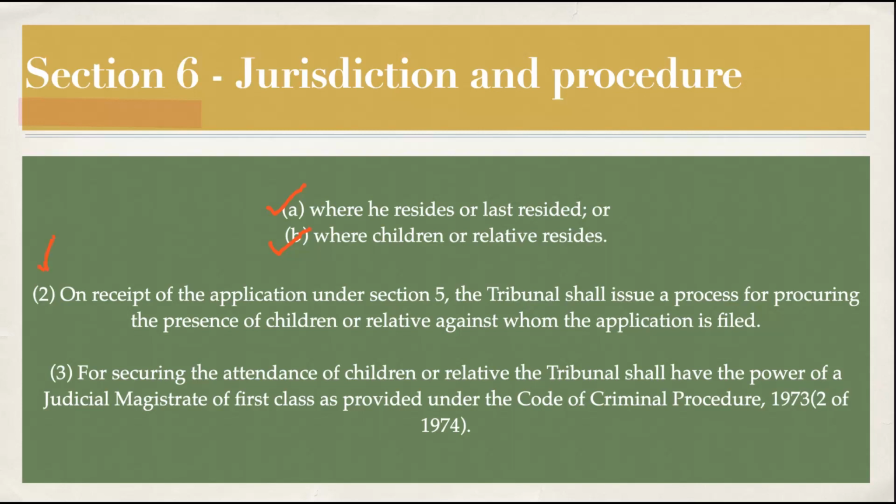The next aspect is that on receipt of the application under section 5, the tribunal shall issue process for procuring the presence of the children or relative against whom the application is filed. And for securing such attendance of the children or relative, the tribunal shall have the power of a judicial magistrate of first class as provided under the Code of Criminal Procedure 1973.